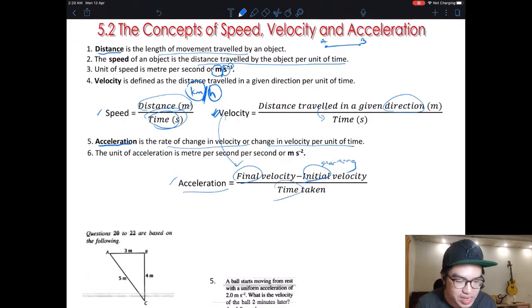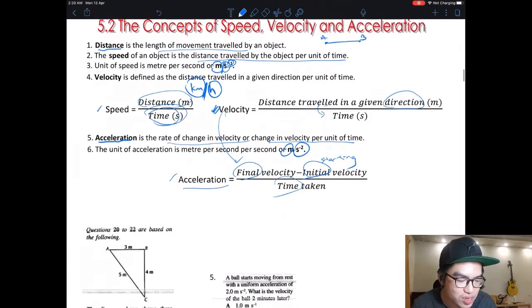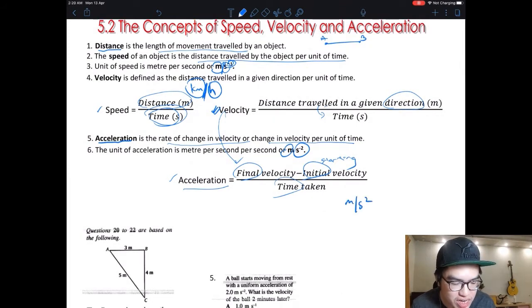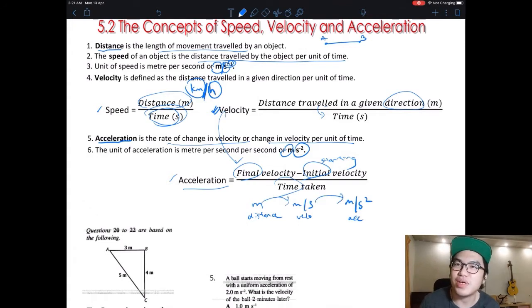So the unit is s^-2. Just now it's -1 because I divide by time 1 time. Now I divide by time 2 times, so it's m s^-2, or you can say m/s². Same thing. Just now it's m/s because divide by time. This is distance, this is velocity, this is acceleration. Can you see? Divide by time 1 time, divide by time another time. So the unit pretty much explains to you.